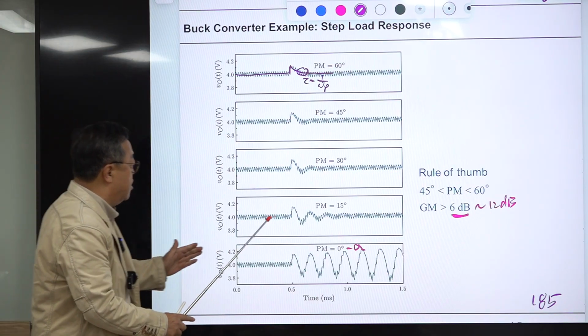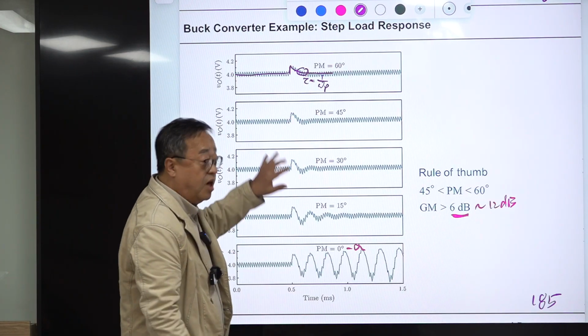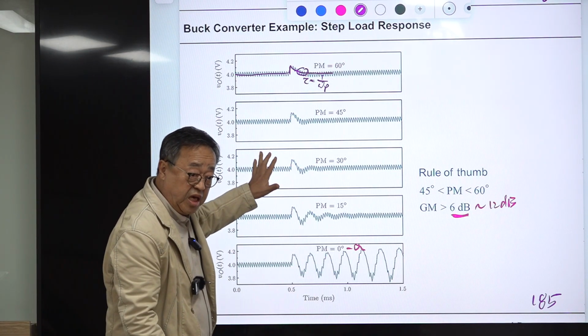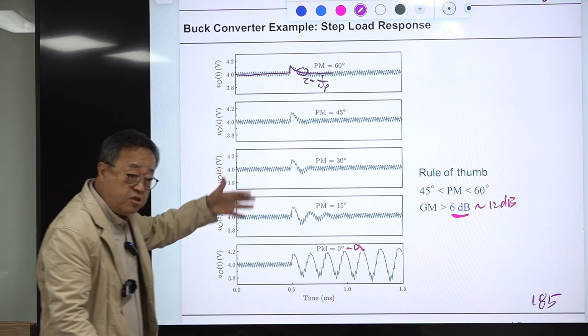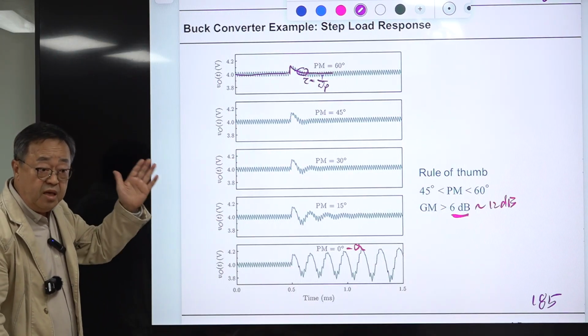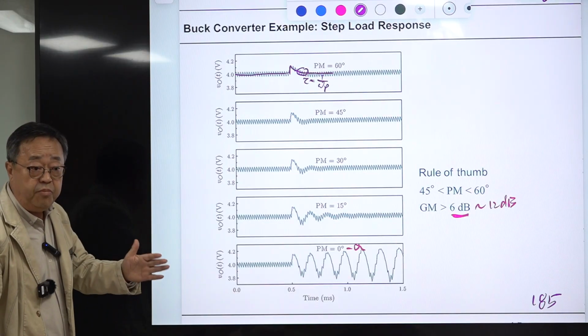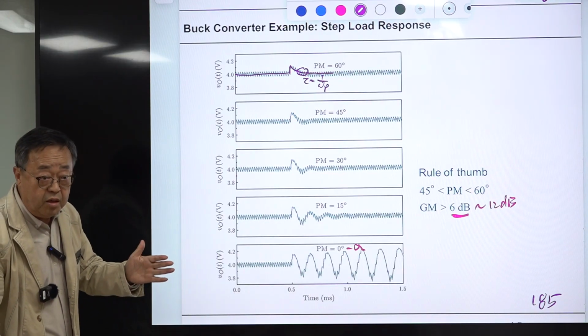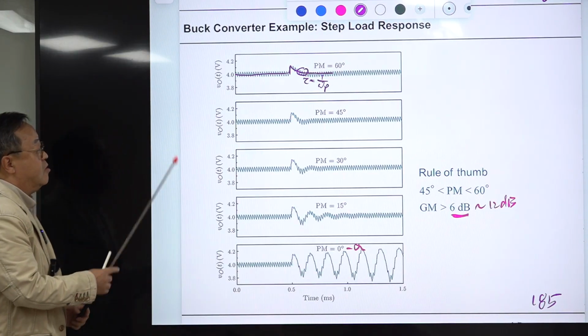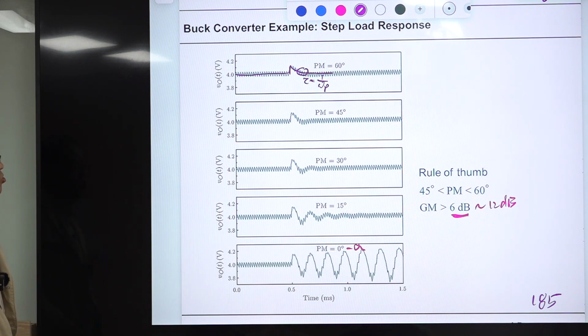And the frequency of this oscillation occurs at omega c. Okay, because that is the frequency of peaking. Also, that is the frequency of loop gain crossover, the 0 dB crossover of the loop gain magnitude.